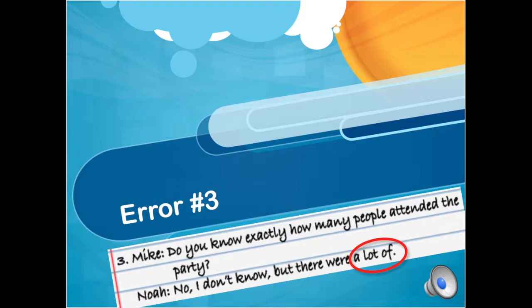Here we see example number 3. The phrase "a lot of" is used with both count and non-count nouns. But when we use this phrase, we omit the preposition "of" if there is not a noun following the phrase.